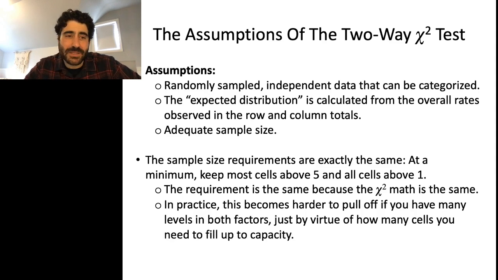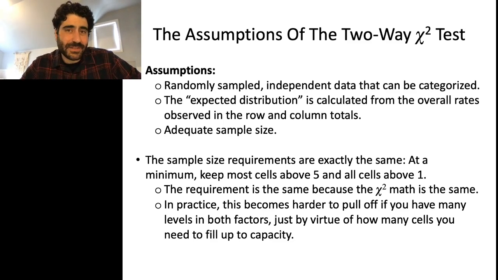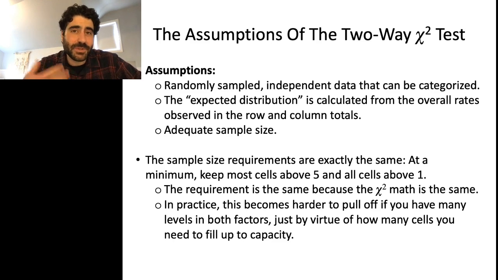In practice, this becomes a little harder for the two-way test just because there are so many more cells, right? We're taking our subjects and dividing them in this example into 12 different categories, and because of that, it can become hard to actually get enough subjects in each of those categories. But at least in principle, it's the same idea: we just need enough subjects in each of our cells that we can get a chi-square distribution that has properly converged to the true distribution.